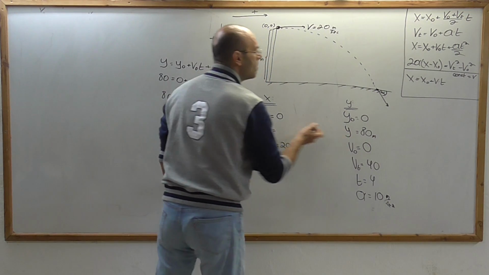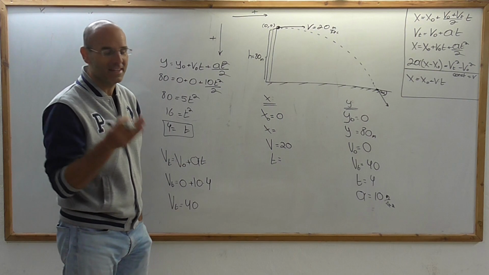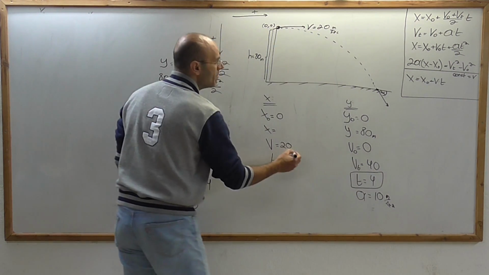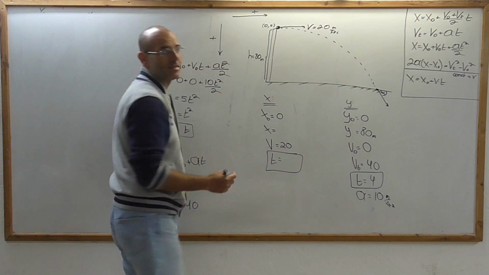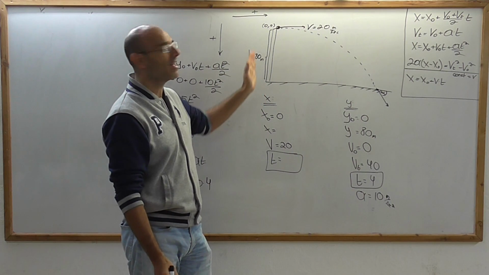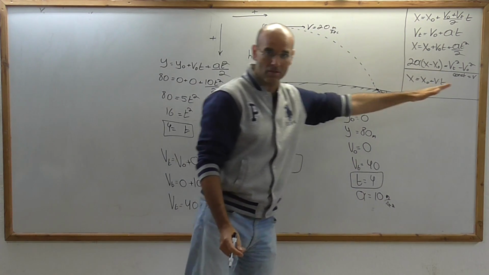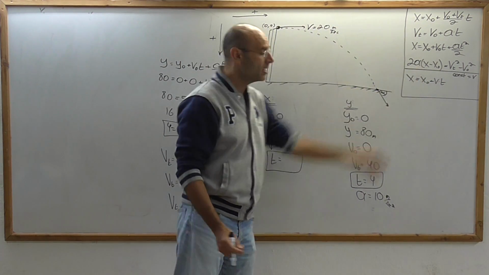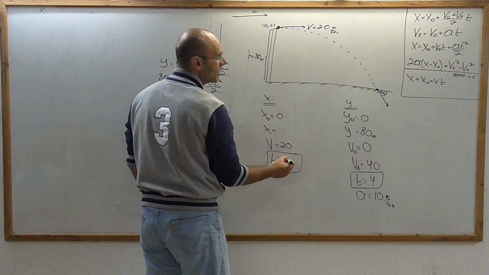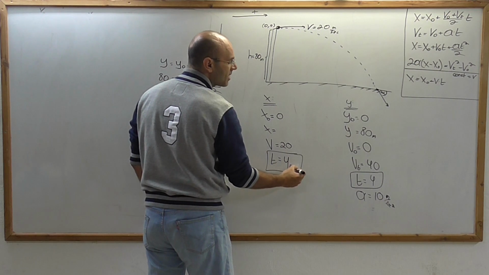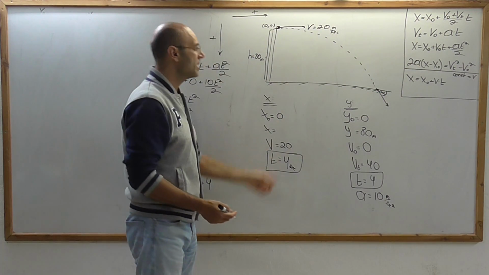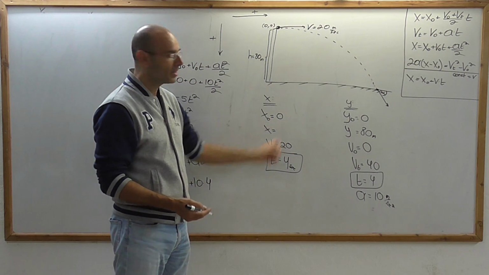Now, how do I combine them? The main idea is the time. This is what combines both axes. The time it went down is the exact time it went horizontally in the x-axis. So if it took 4 seconds to go downwards, it will also take 4 seconds to go in this direction. And now I can find everything I want, the x.